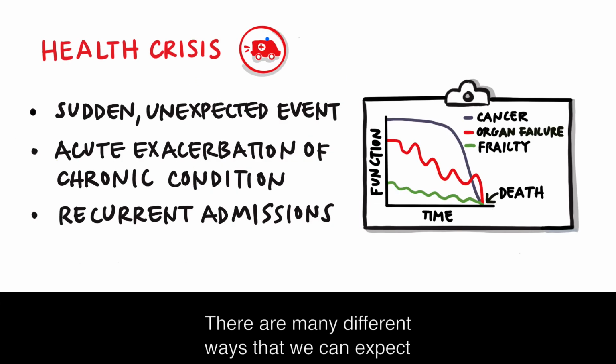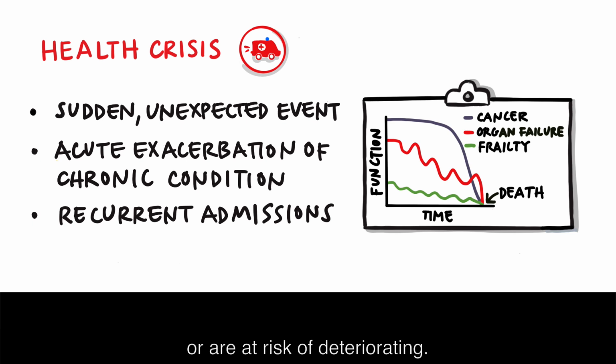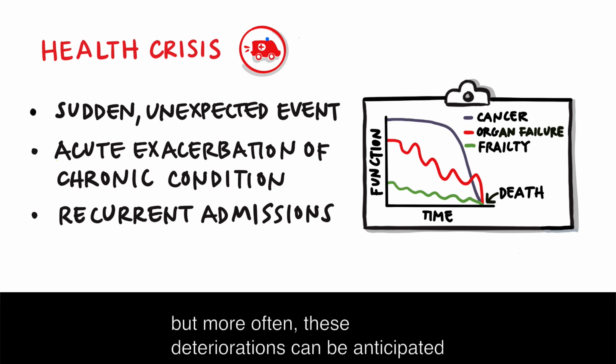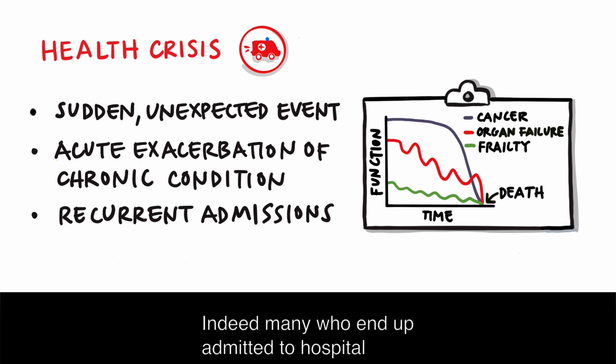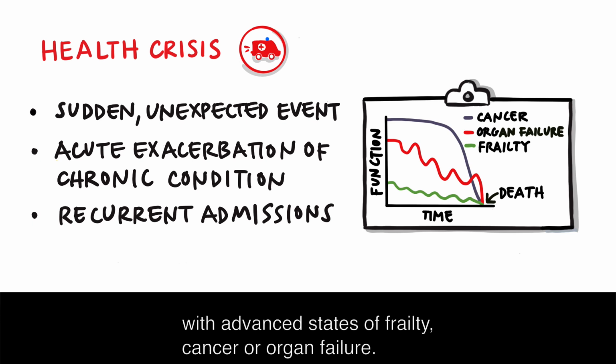There are many different ways that we can expect to encounter patients who are deteriorating or are at risk of deteriorating. Sometimes a health crisis occurs when there is a sudden, unexpected event, like a stroke or a heart attack. But more often, these deteriorations can be anticipated in those who have an underlying chronic or life-limiting disease. Indeed, many who end up admitted to hospital are already on a deteriorating trajectory, with advanced states of frailty, cancer, or organ failure.